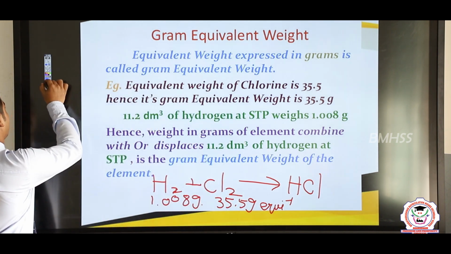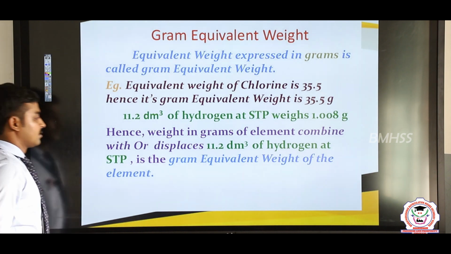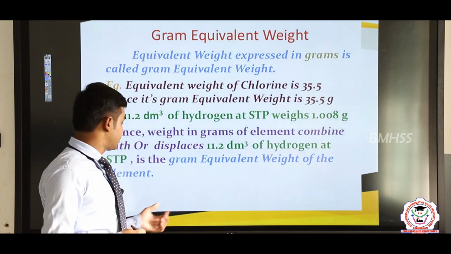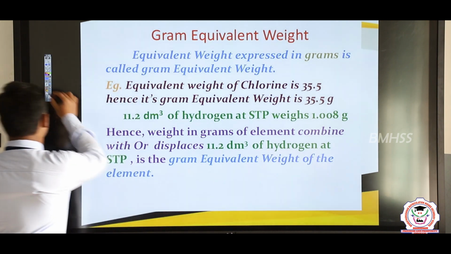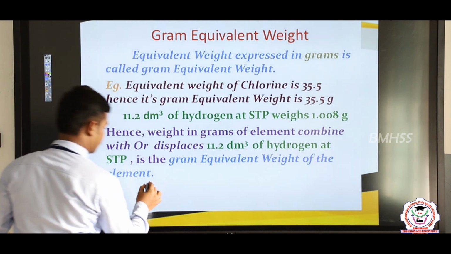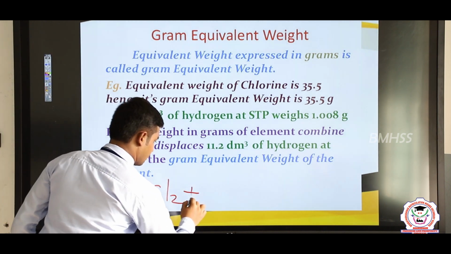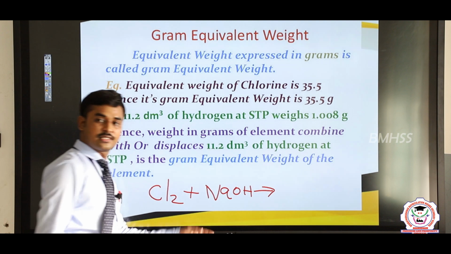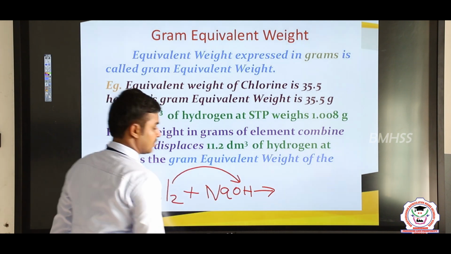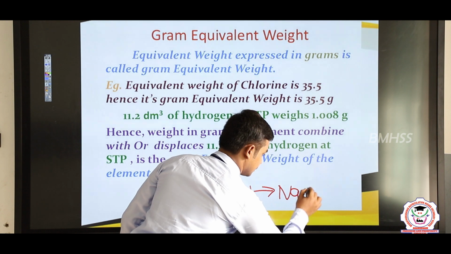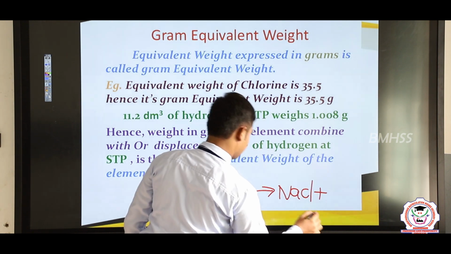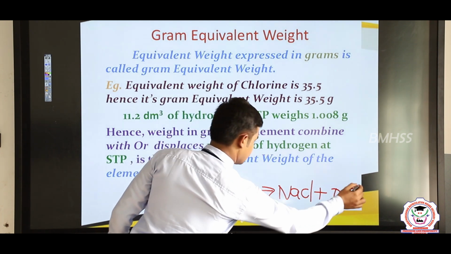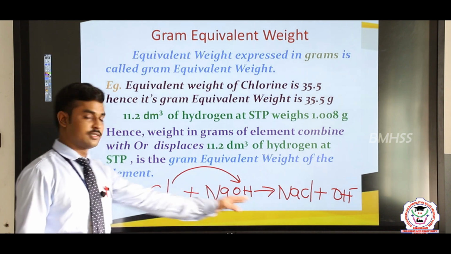For example, I show you another. This is the combination reaction. So chlorine combined with the hydrogen, and I show you now the displacement reaction. Chlorine can displace the hydrogen. Chlorine reacts with sodium hydroxide and displaces the hydroxide ions by combining with Na to form NaCl. So the OH minus ion is eliminated.